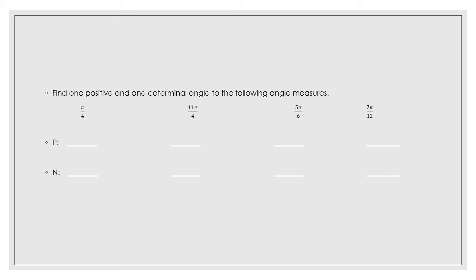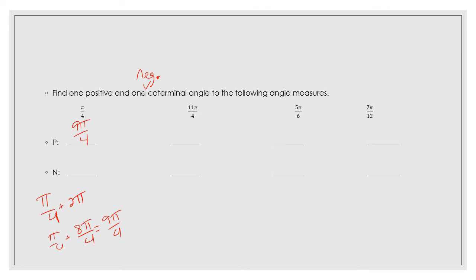Okay, now I want to find one positive and one negative coterminal angle. Sorry, that should say negative. So one positive and one negative coterminal angle to the following angle measures, starting at pi over 4. What I need to do is add a positive 2 pi. Again, we don't have a common denominator, so we need to make this pi over 4 plus 8 pi over 4, and that's going to get me 9 pi over 4. So that is a positive coterminal angle.